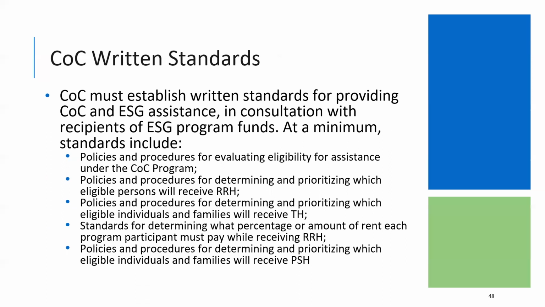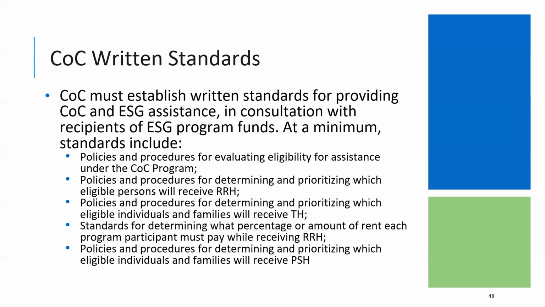The CoC also needs to have written standards. So you have to have written standards for providing CoC and ESG assistance. You should be establishing these in collaboration with your ESG recipients. At a minimum, the standards must include how you're going to figure out who's eligible for assistance, how you're going to prioritize folks for assistance, how you determine what amount of rent is paid for folks receiving rapid rehousing, and how you're going to prioritize folks for permanent supportive housing.